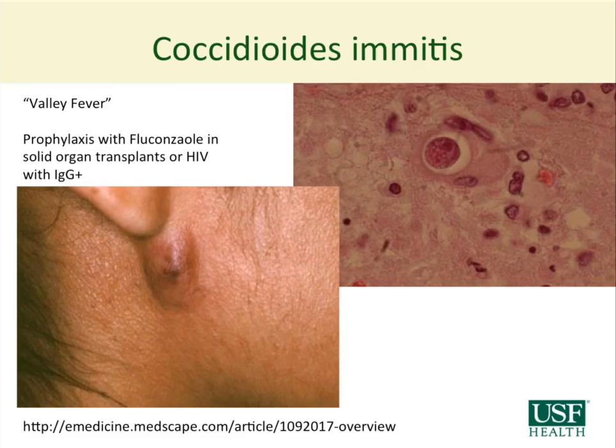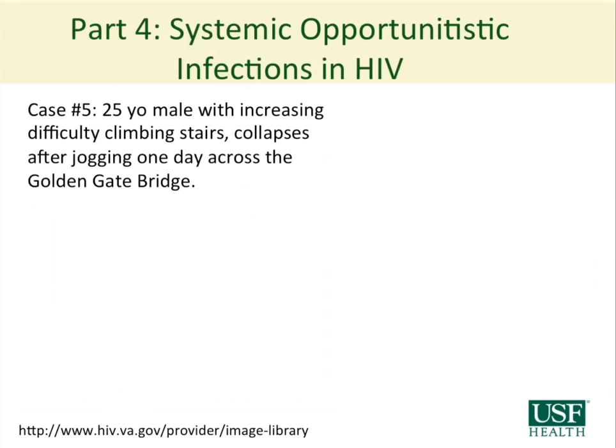And usually we do recommend prophylaxing with fluconazole in solid organ transplant or HIV when they have a positive IgG, and that is a recommendation to check your patients when they're living in endemic regions. And these are pictures of the encapsulated yeast form, and then you can see the skin form.